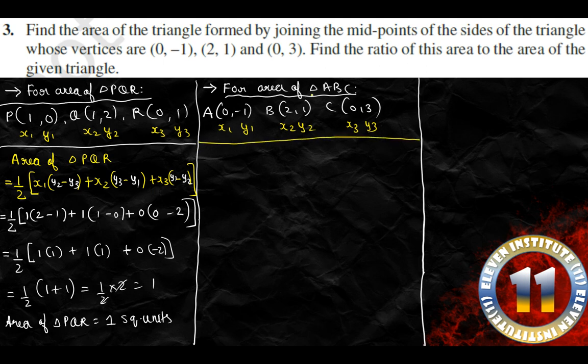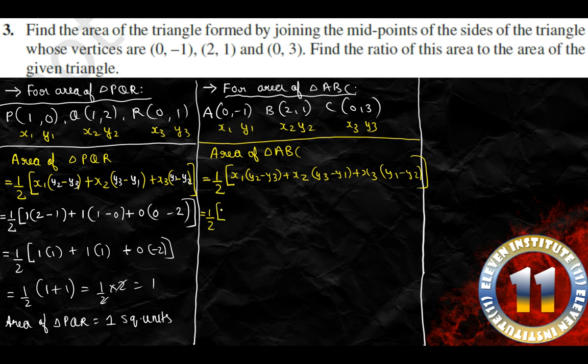So we need to find the area of triangle ABC. Let us do that. So again we will have area of triangle ABC is equal to half, x1 bracket y2 minus y3, x2 bracket y3 minus y1, plus x3 bracket y1 minus y2. Now just input the values. So half will be kept as it is.